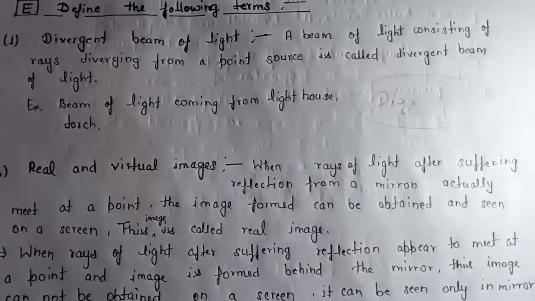Today I am sharing answers of exercise of chapter Light, part E, and higher order thinking questions. In part E we have to define the following terms: diverging beam of light, real and virtual images. So write down this answer here and construct a diagram there.